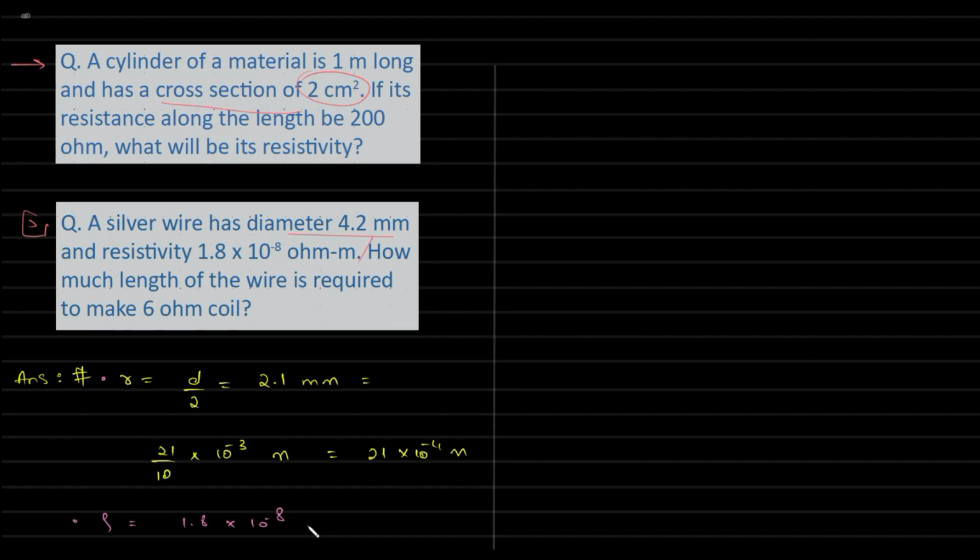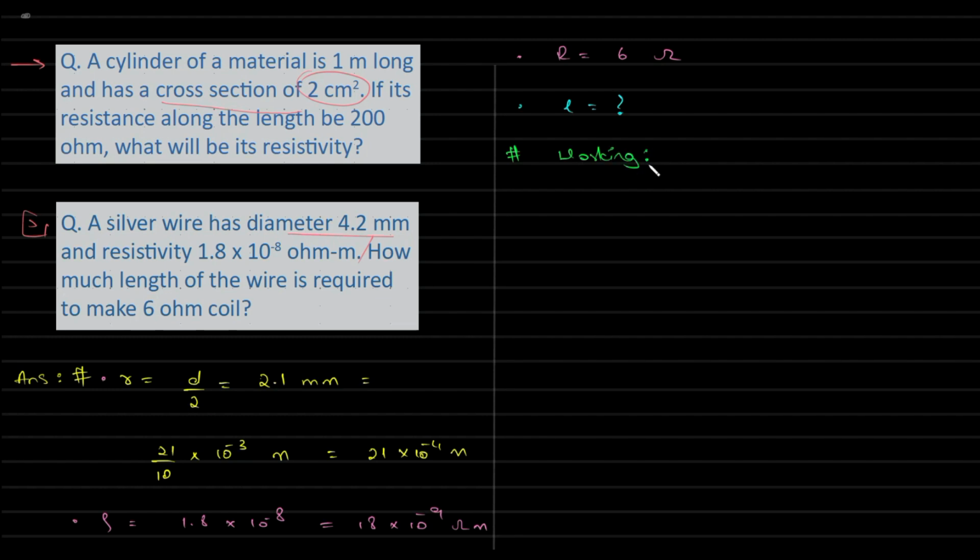So this we can rewrite as 18 into 10 to the power of minus 9 ohm meter. How much length is required? So they're asking length and they've given resistance 6 ohm. So first thing first, okay, let me write: length is to be found. We are looking at working.